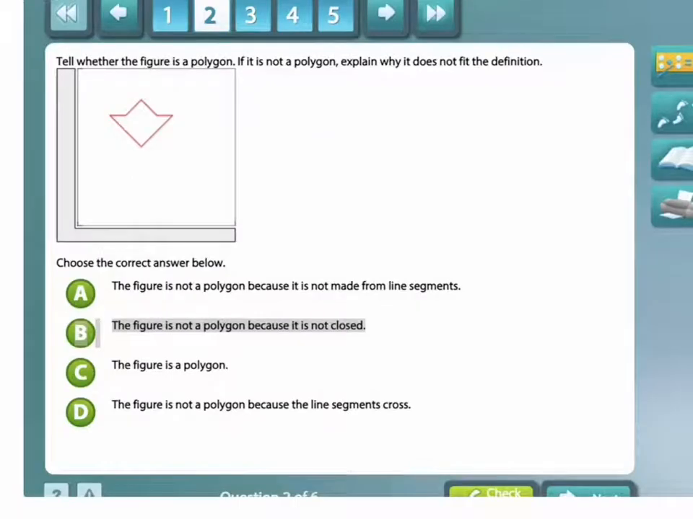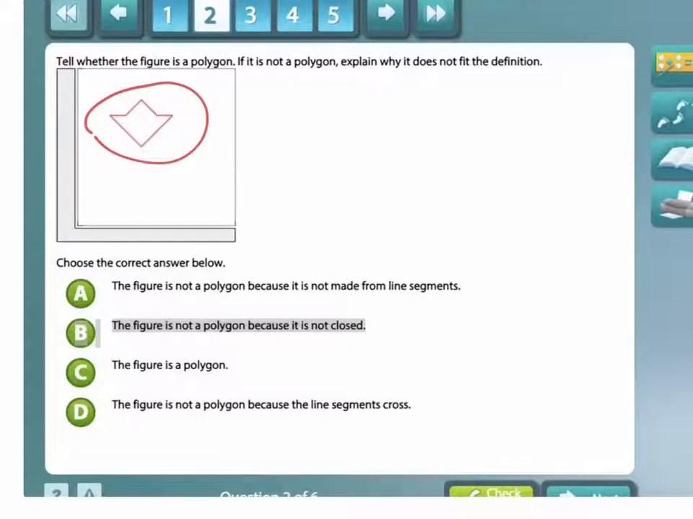All right, they're asking us whether or not this is a polygon. Well, first off, you see that it's made of line segments only, so it is a polygon in that regard. It is a closed shape, so it's a polygon. So let's look at the possible answers.